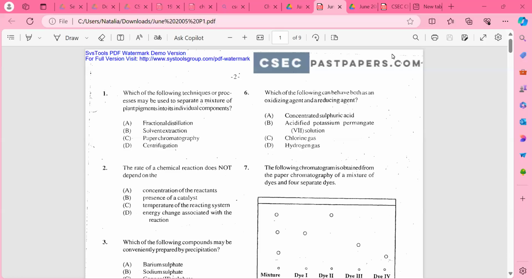Hi, we are going to be looking at a CXE chemistry past paper, June 2005. Which of the following techniques or processes may be used to separate a mixture of plant pigment into its individual components? Colored compounds are separated using chromatography.